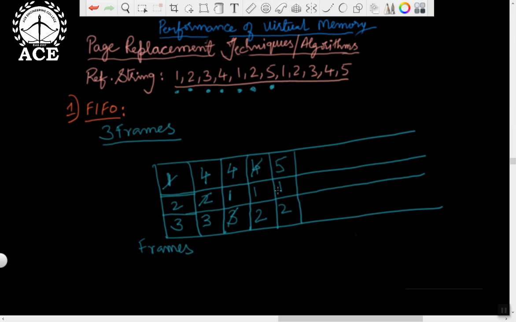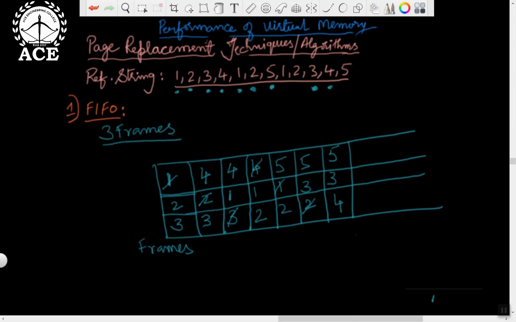Next 1 and 2 both are present, no page fault. Next we refer whom? 3. 3 is not present, so it will cause a fault. So who is the victim? 1 is the victim. So in place of 1 we bring 3, then 2 as it is, then 5 as it is. Then what will happen? 4 is going to cause a fault. So who is going to be the victim? Earlier 1, then next 2. So in place of 2 we'll bring 4, 3, 5.